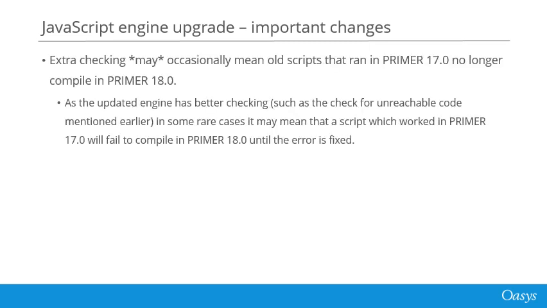As the new JavaScript engine has extra error checks, such as the check for unreachable code we discussed earlier, in some rare cases, this may now mean that a script that worked in Primer 17 will now not compile and run in Primer 18 until that error is fixed.